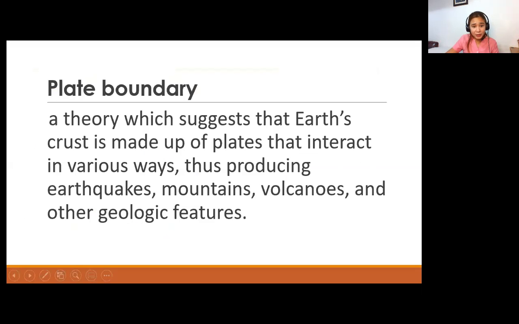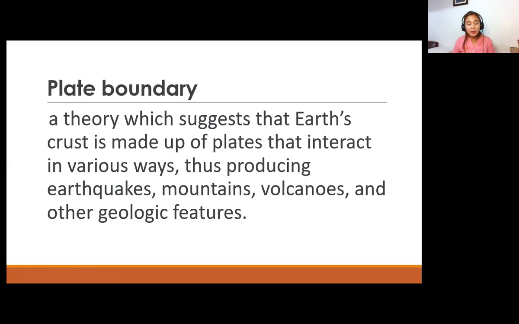So now let's have first the definition of the plate boundary. This is a theory which suggests that Earth's crust is made up of plates that interact in various ways, thus producing earthquakes, mountains, volcanoes, and other geologic features. So for the plate boundary, that is the Earth's crust. Yung sinasabi ko kanina, yung plate boundary natin, yun yung bumubuo sa Earth crust. It is a series of plates that interact in various ways.